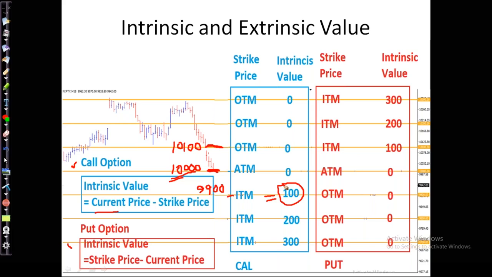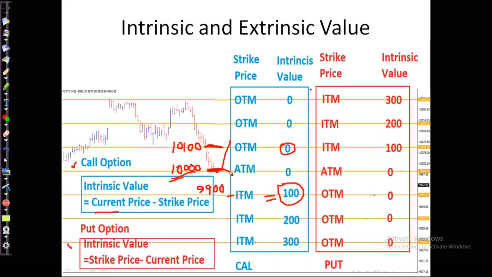In out of the money there is only hope value. What is the meaning of hope? In hope value, there are two things. One is volatility, another is time. Means we bought here, at that time price is somewhere here, 10,000, and we bought the 10,100 strike price. Now, why did we buy? Its intrinsic value is zero. Why did we buy? We hope that before this contract expires, it will go up from this area. We are hoping that price will go up from this area. That is called extrinsic value.